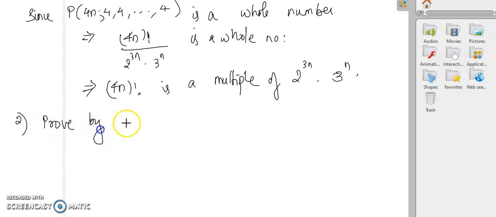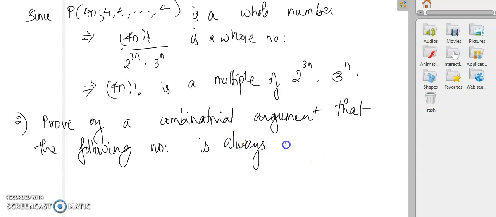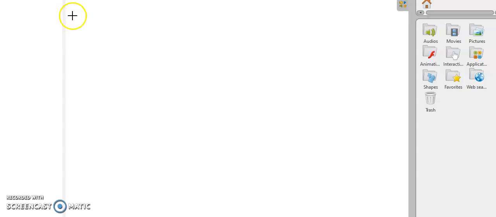So prove by a combinatorial argument that the following number is always an integer for each n belonging to N. So we need to prove that the following number is always an integer. So the number is 3n factorial by 2 raised to n into 3 raised to n.